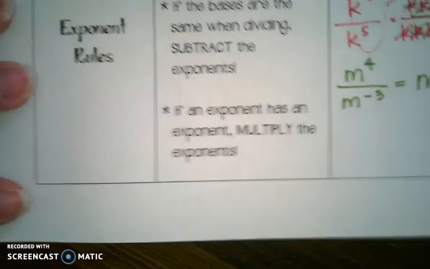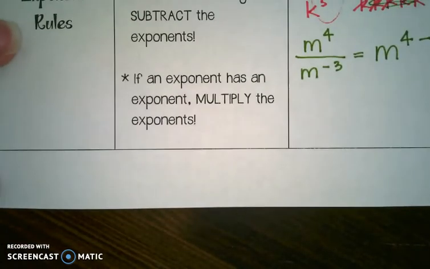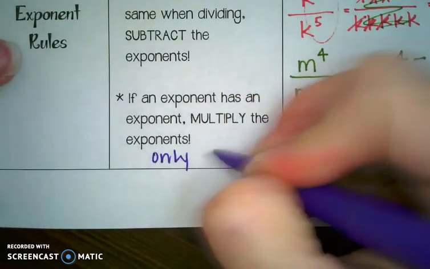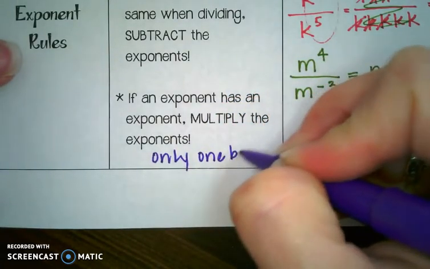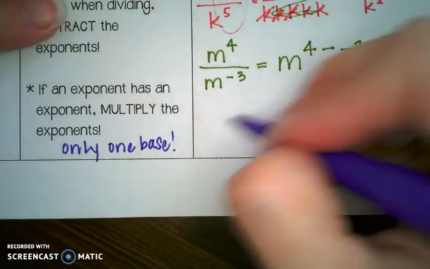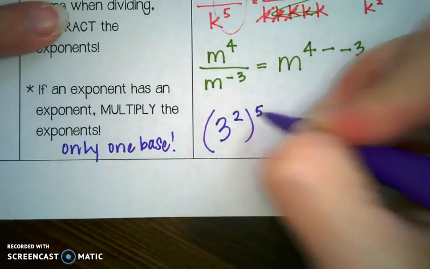Last one for the rules. Whoops. If an exponent has an exponent, then we're multiplying the exponents together. So this one looks different because there's only one base number. So this is only one base. Okay, so this would look like this. If we had 3 squared to the 5th.